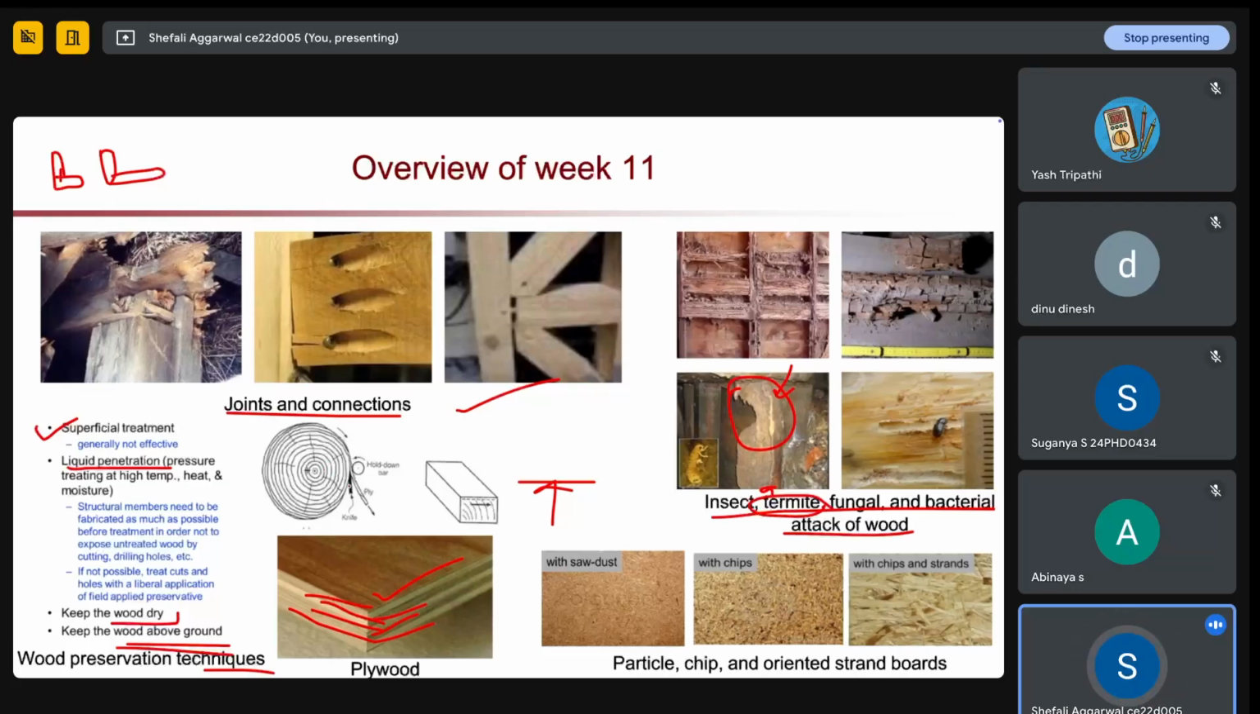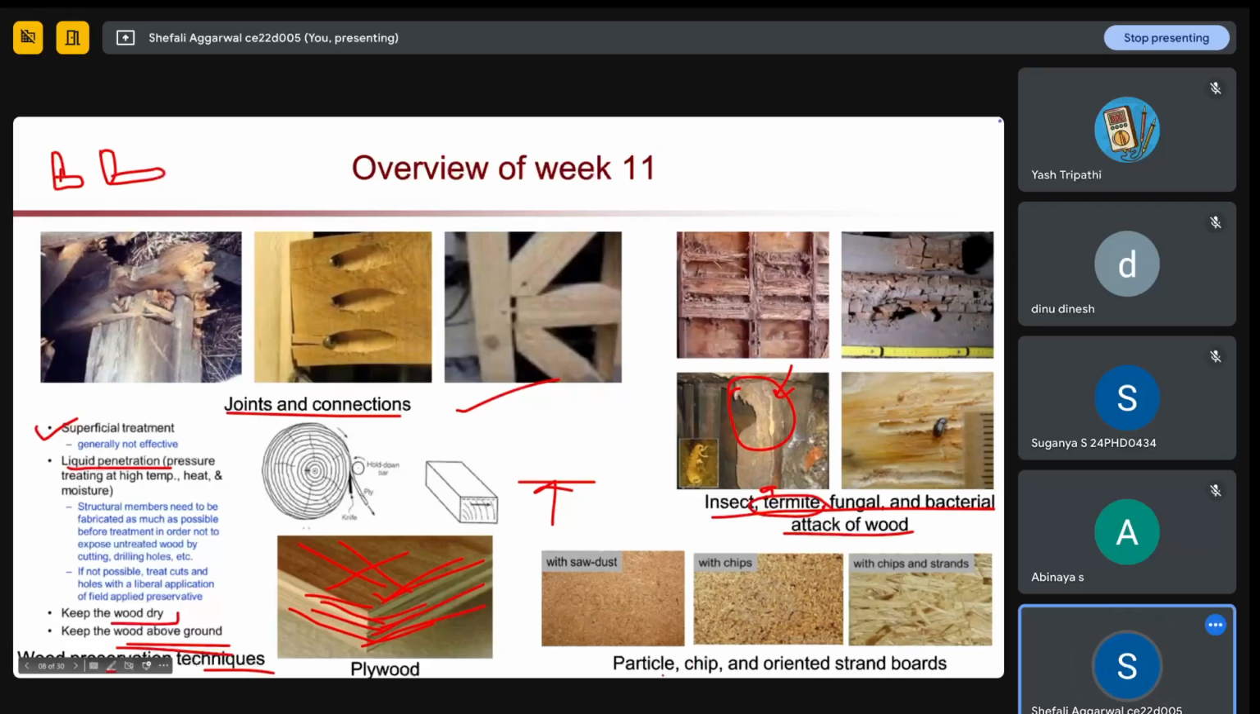What is happening is they are taking it along the ring. Very thin sheets are taken, and then these sheets are stacked together in different directions. Like one sheet will be in this direction, another in this direction, then this direction. So it will make it more compatible and stronger as compared to normal solid wood.